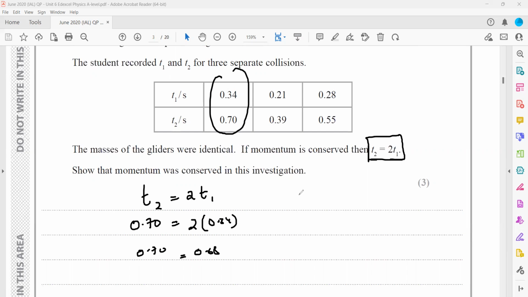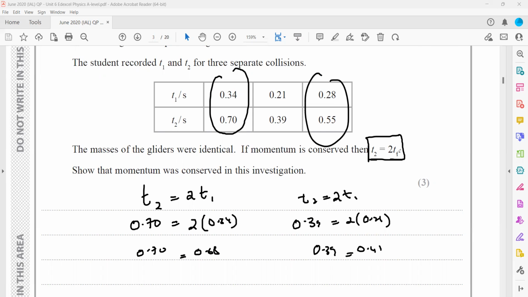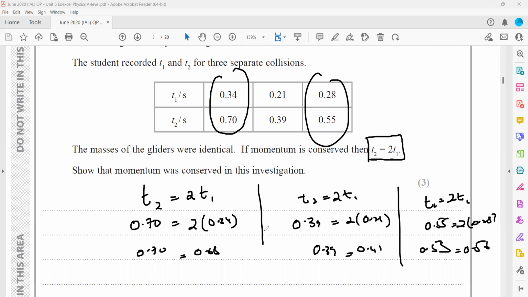That is the first value. When we check the second one, T2 is equal to twice T1. T2 is 0.39. Twice T1, where T1 is 0.21, is 0.41 when we multiply. And for the third set of results, T2 is equal to twice T1. T2 is 0.55. Twice T1, that is 2 × 0.28, which is 0.56. So 0.56 and 0.55. So we have three sets of results.